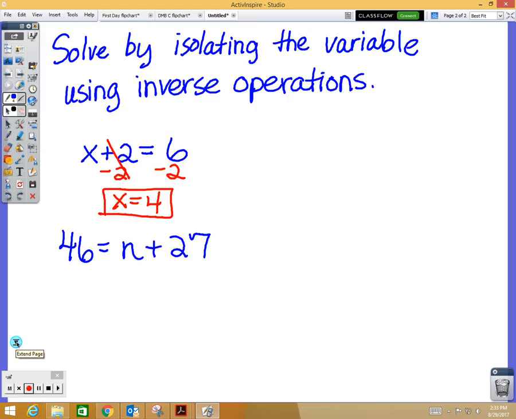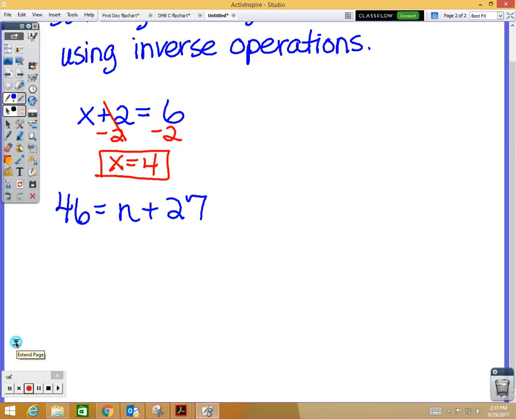All right, so to get rid of plus 27, because again, I'm isolating that variable, I'm going to subtract 27. And I want to subtract carefully. I don't want to make a mistake in just subtracting. 46 minus 27 is 19. So you can either have 19 equals n, or you could write n equals 19.